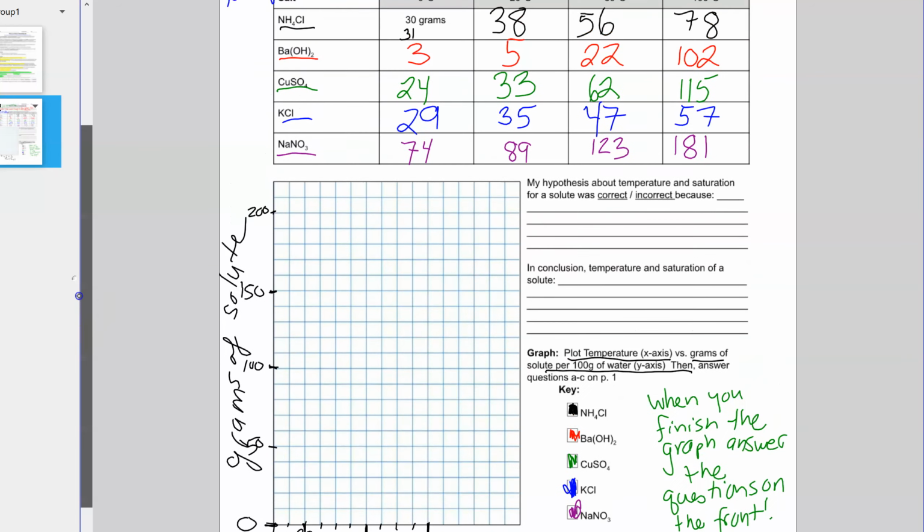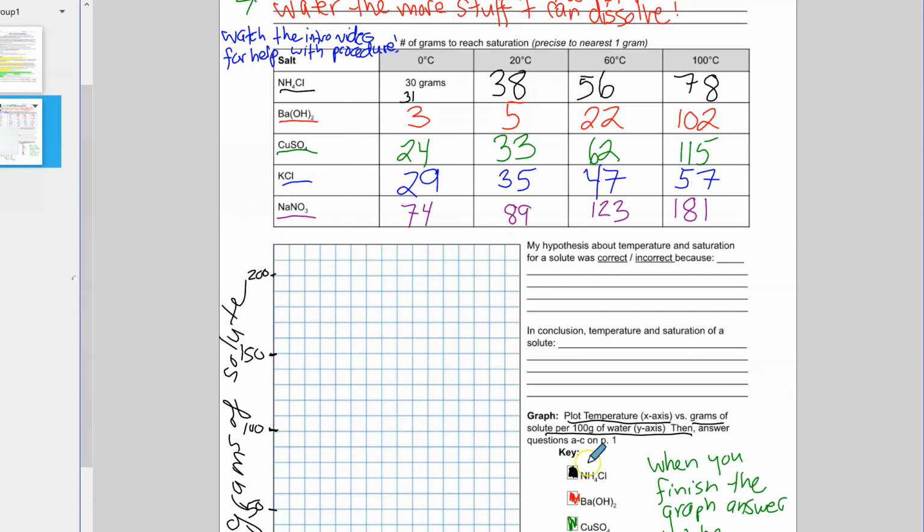So how are you going to plot the data? Make sure you color code it. If you don't have different colored crayons, pencils, markers, pens, use some kind of symbol. Maybe use X's on the line or dots on the line or slashes on the line, something that we can tell these apart. So I'm going to help you get started.